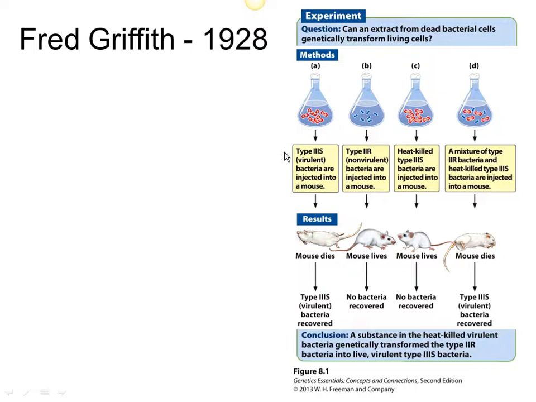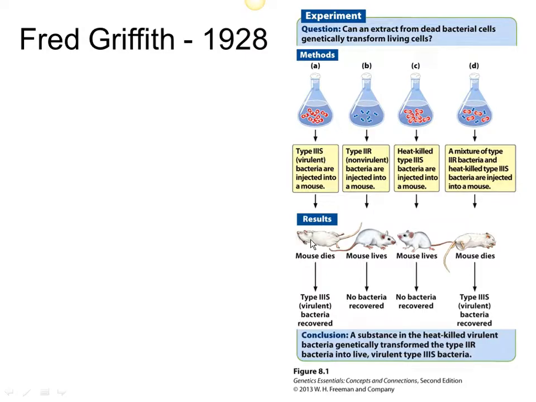So the smooth strain is called the virulent strain. It's a very aggressive and dangerous strain. And the R strain, because it doesn't have that extra capsule layer on the cell, the host can fight off an infection by the R strain. So the R strain of bacteria is non-virulent. And so what he did was he took some bacteria of the type S and he injected it into a mouse, and the mouse died.